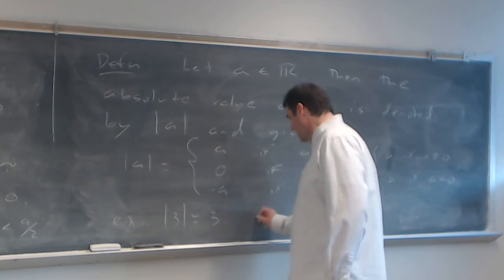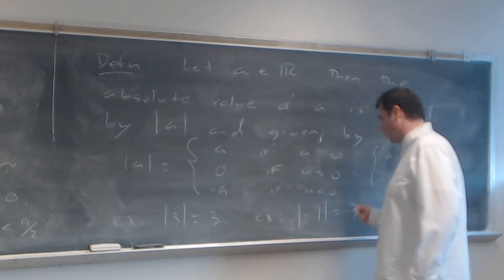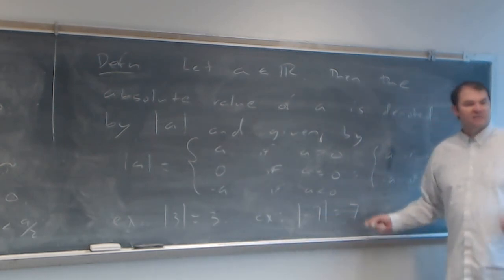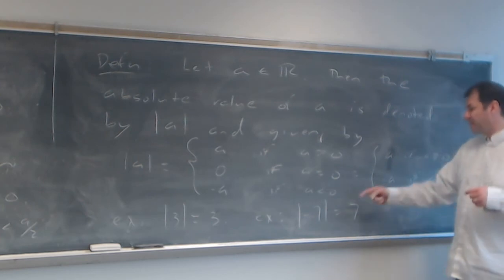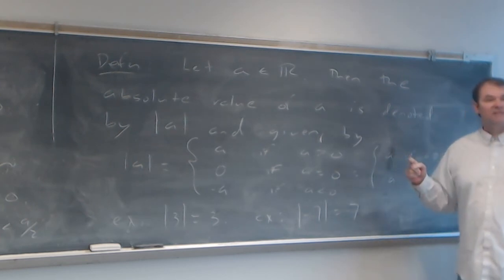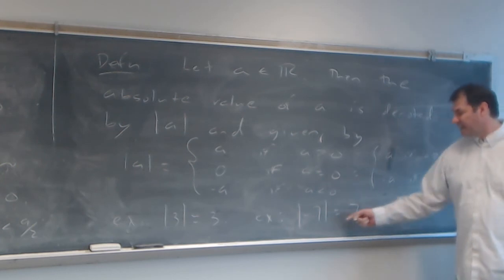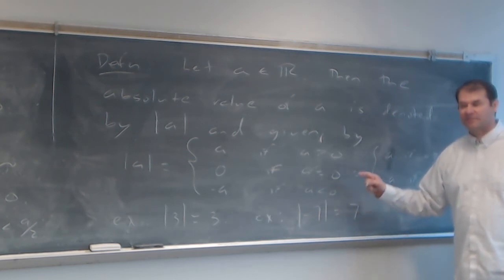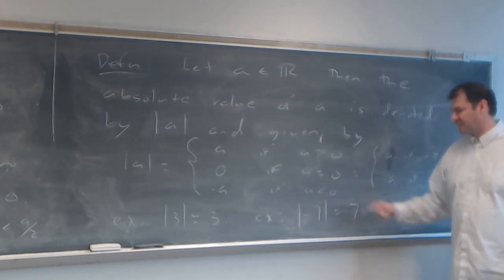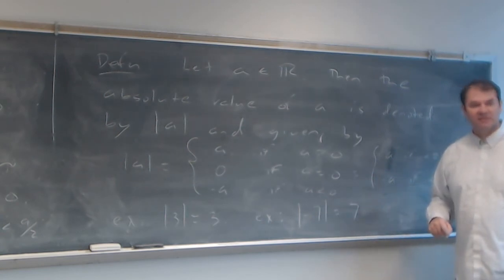Okay. Another example is the absolute value of minus 7 equals 7. Why? Well, the absolute value of minus 7 is either 7 or minus 7. Is that okay? It's minus 7 if minus 7 is greater than 0. But minus 7 is not greater than 0. Is that okay with everybody? And so that tells us that the absolute value of minus 7 must be minus a minus 7 as minus 7 is less than 0. And so we just get minus a minus 7 is 7.